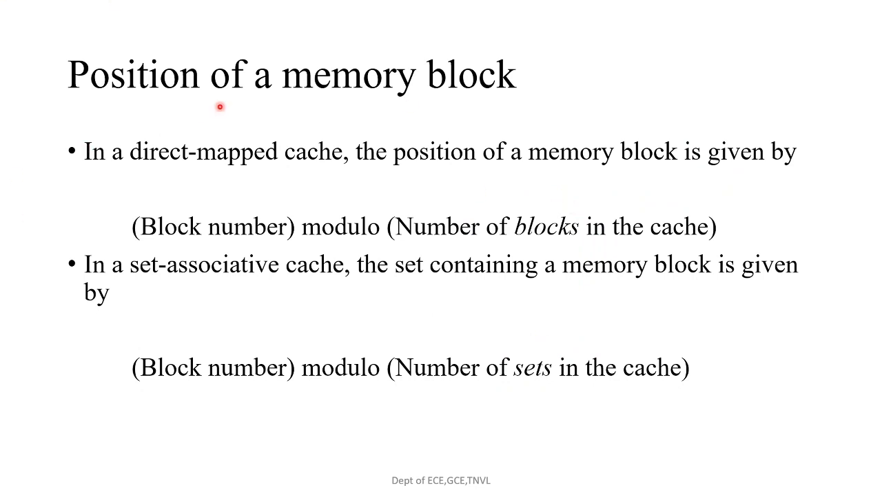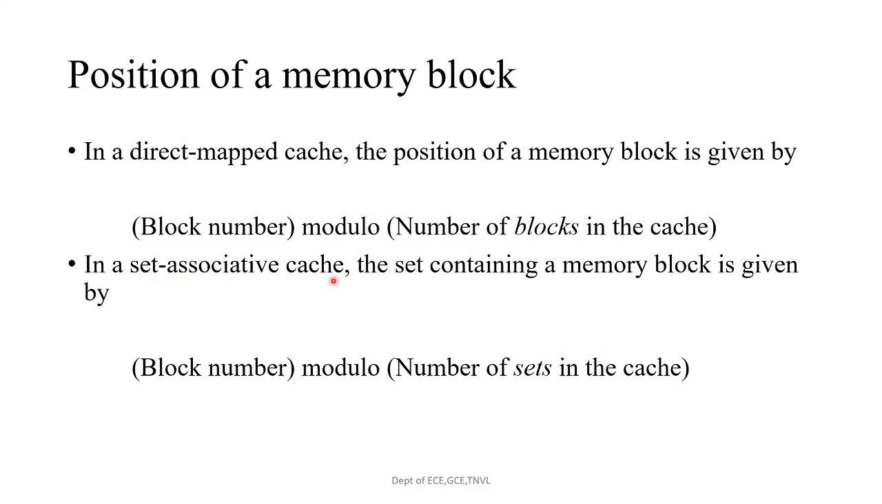So, the position of a memory block. In a direct map cache, the position of the memory block is given by block number modulo number of blocks in the cache, or simply we can say the log base 2 of the cache size gives the lower order bits. So that thing we can directly do.